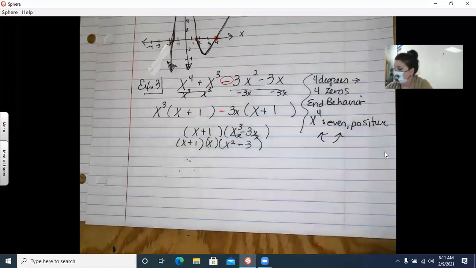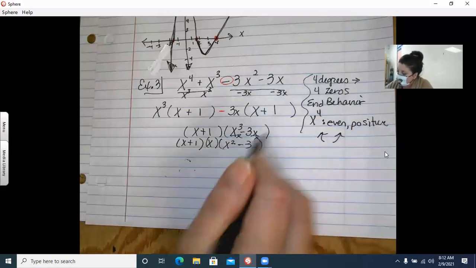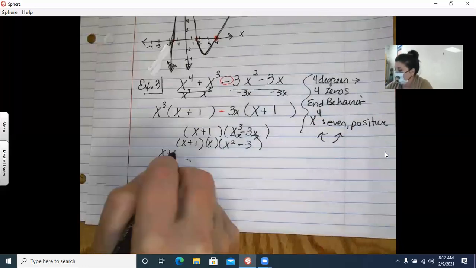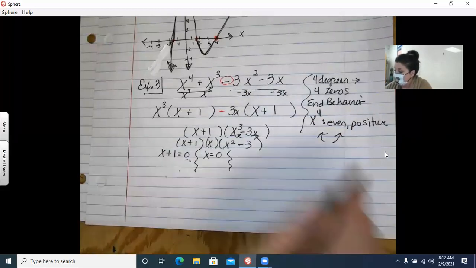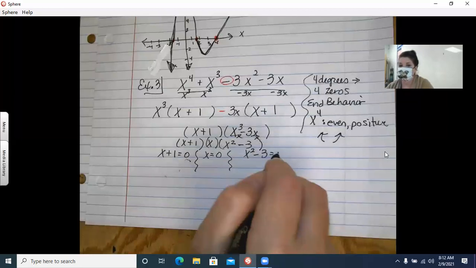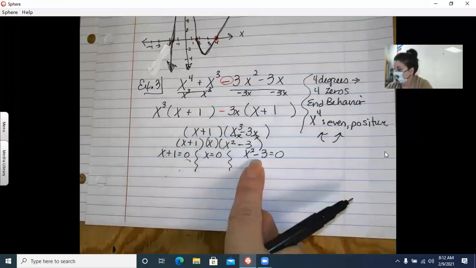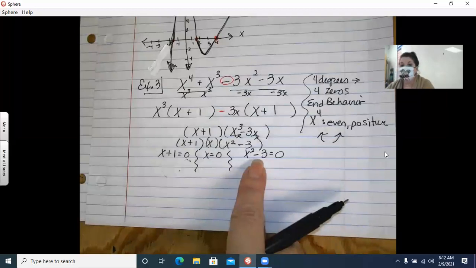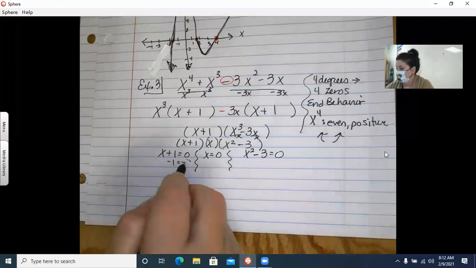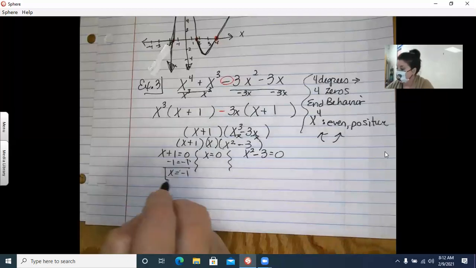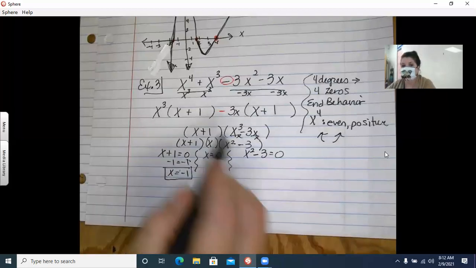And we know that the y-intercept is 0, right? So let's find the x-intercepts by setting each factor equal to 0. X plus 1 equals 0. X is a factor. Set each factor equal to 0. And x squared minus 3 is a factor. How many solutions are we going to get from x squared minus 3? 2 solutions, right? Because it's squared. All right, x plus 1 equals 0. What's the solution? Negative 1. X equals 0. X is already isolated. There's nothing to solve. 0 is a solution.